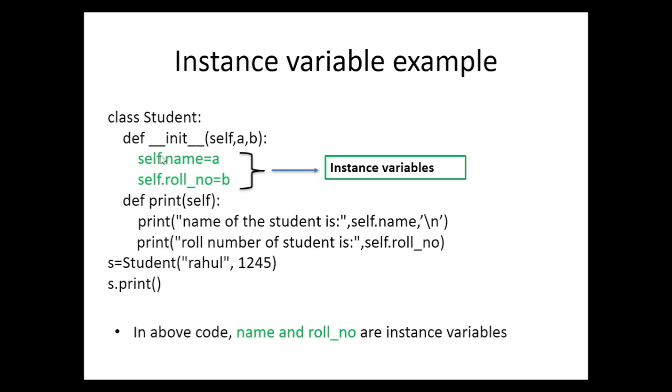Now in this example we have taken these two variables and we have taken another function, the print function. This print function prints these two instance variables. So instance variables can be called using the reference to the current object, either self, or they can also be called by using the object of the class. So in this example, name and roll number both are instance variables.